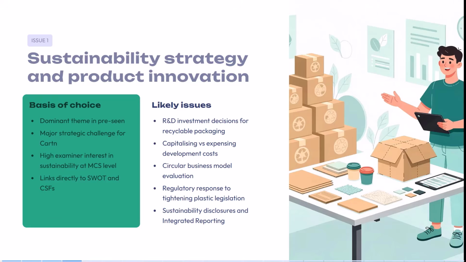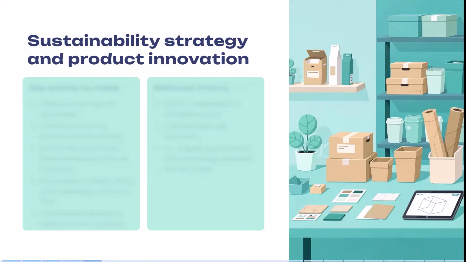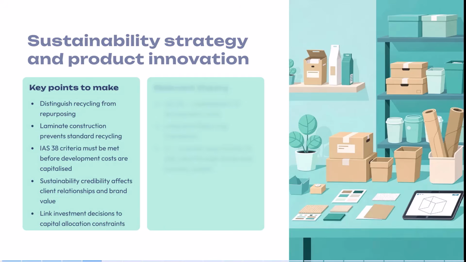And then finally, we've got sustainability disclosures and integrated reporting. So the examiner may present a scenario where Cartn is preparing or reviewing its integrated report and ask you to advise on what sustainability information should be disclosed, how to present the emissions data, and how to handle the recycling versus repurposing distinction transparently. Okay. So there's some issues that could come up under this broad topic. And if they do, what kind of key points should you be making?